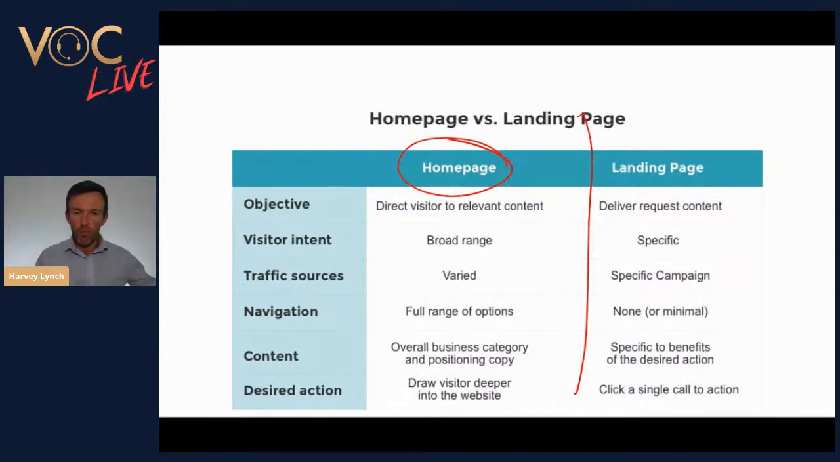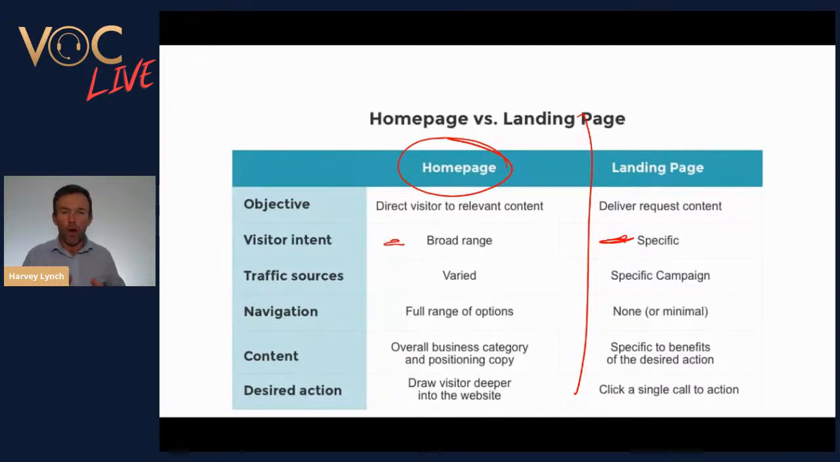So there's a lot broader information on that site, as opposed to a landing page, which delivers requested content, right? It's content that the person has asked for or clicked through to receive with specific intent. Visitor intent is very broad on a website, as opposed to specific intent with a landing page. Traffic sources can be varied, whereas with a landing page, it will be a very specific campaign. So this is an online campaign. It could be a Facebook campaign, advertising on Facebook, or it could be advertising on YouTube or a different social media channel.